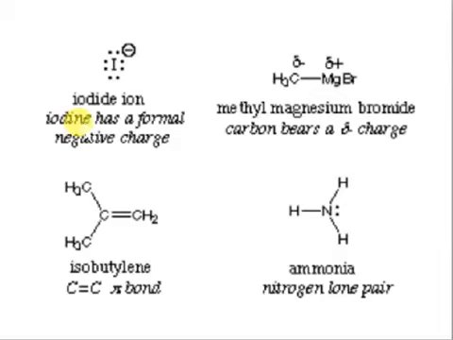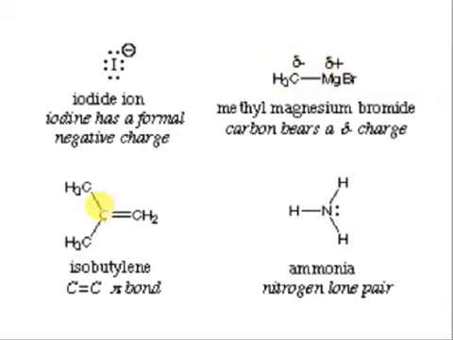Again, here we have an iodide ion. Iodide has a formal negative charge, right? Because of that full negative charge, this iodide will act as a nucleophile. Here we have methyl magnesium bromide, right? So we have a methyl, which is negatively charged, while magnesium is positively charged. The methyl fragment of this reagent, since it is negatively charged, will be a nucleophile, while the magnesium, which is deficient, will be an electrophile, right?